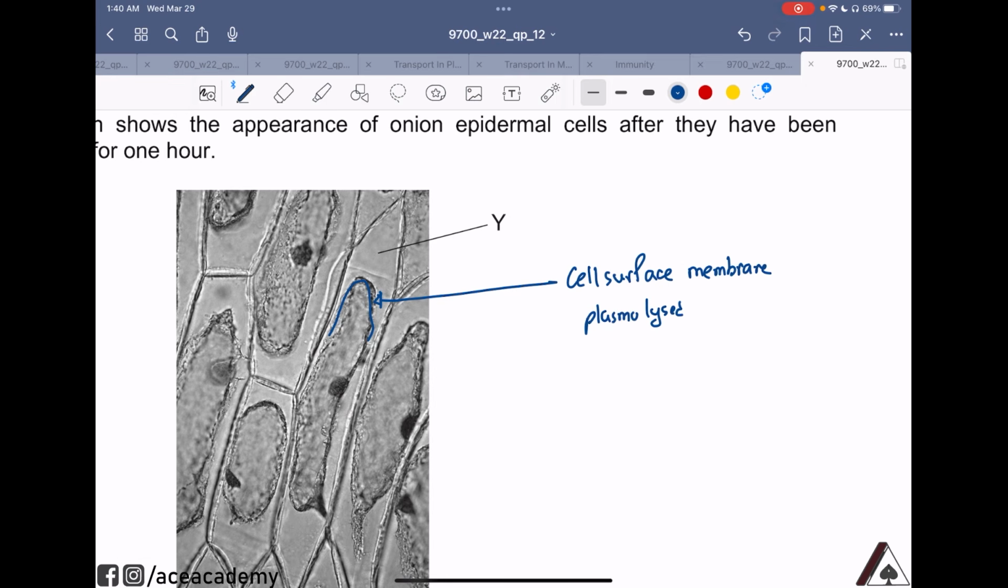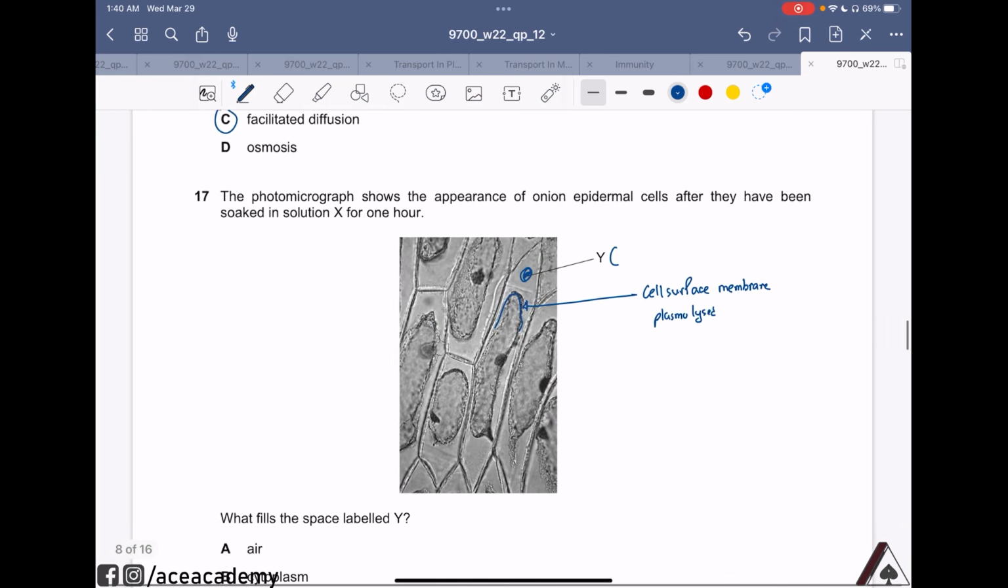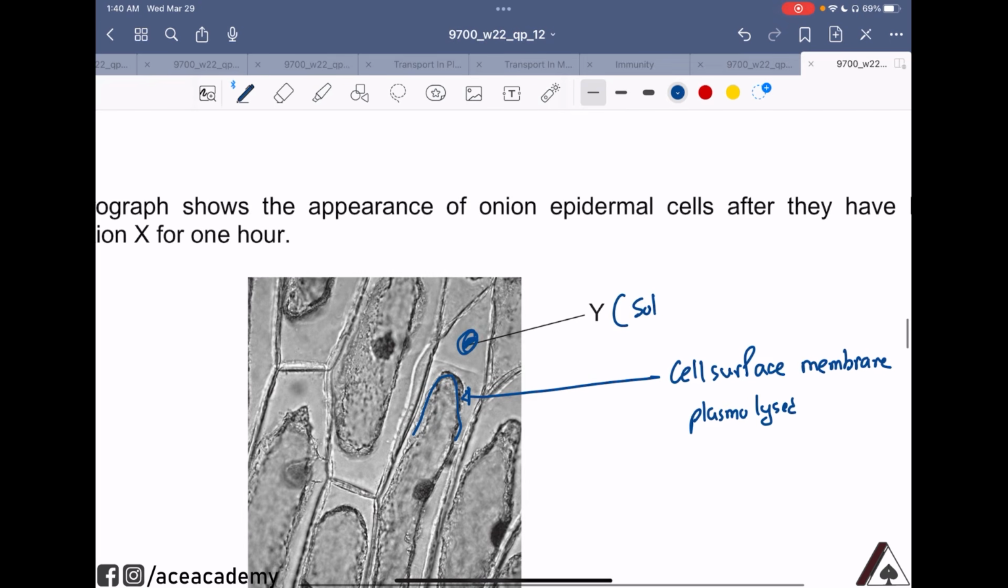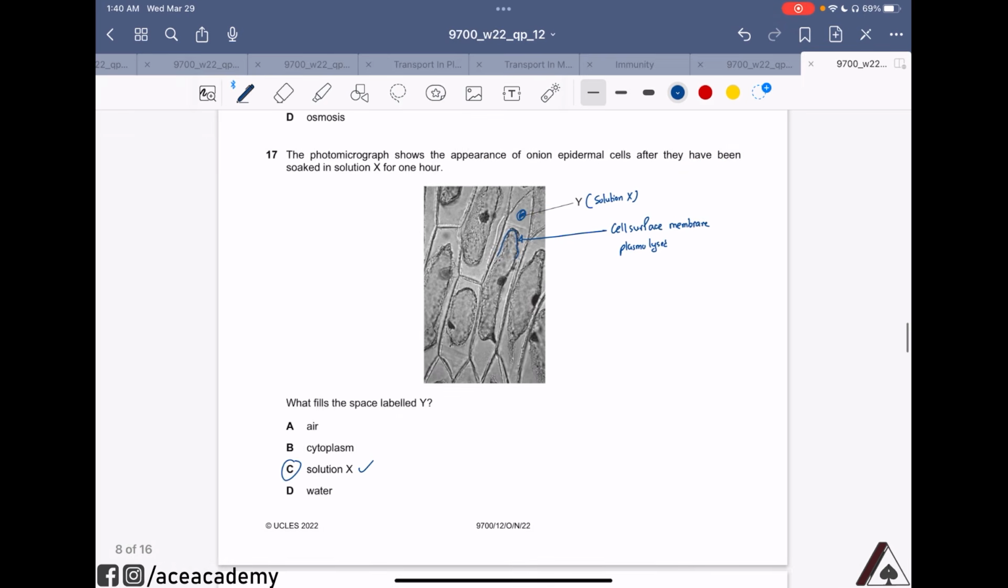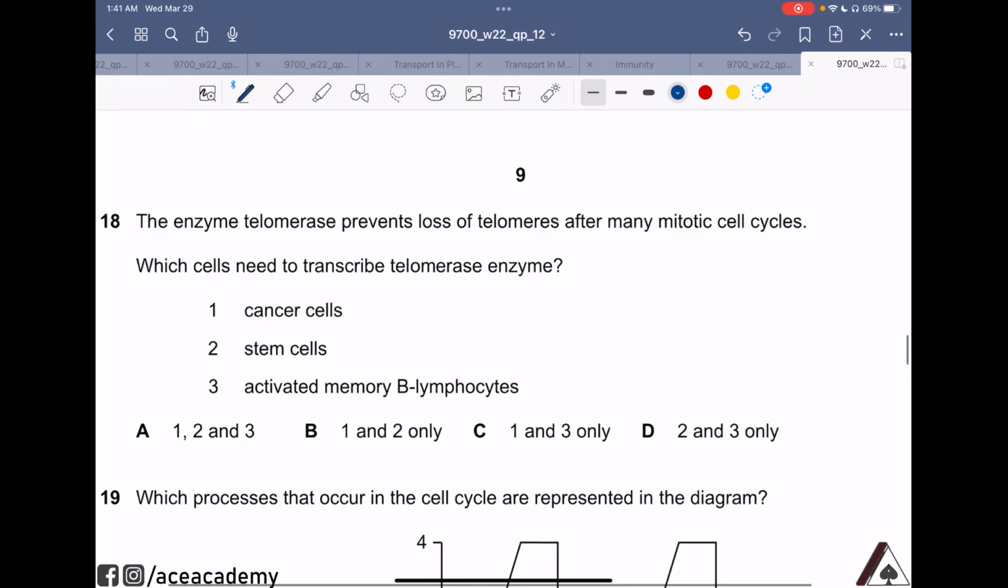As a result, it shrinks and leaves hollow spaces, and these hollow spaces are places where solution X has infiltrated. So what fills the space labeled Y? It's actually solution X. So 17, C is the correct answer.